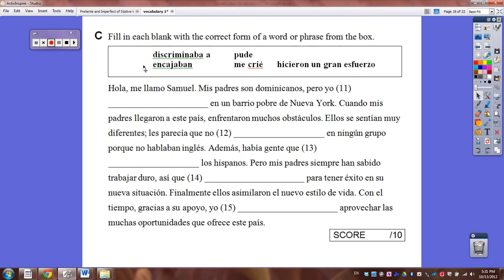In activity C, it says fill in each blank with the correct form of a word or phrase from the box. So, was discriminated, was able to fit in, they fit in. To grow up in, I grew up in, and I made a great effort. It took a lot of effort. Hi, my name's Samuel. My parents are Dominican, but I blank in a poor neighborhood of New York. I grew up in. Me crié.